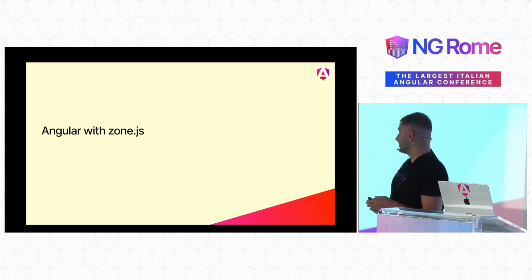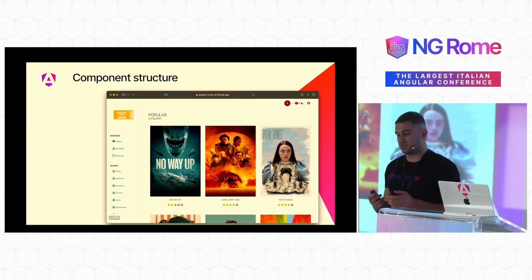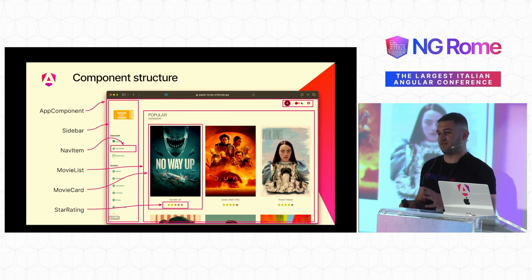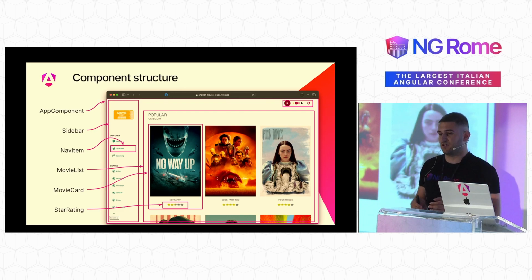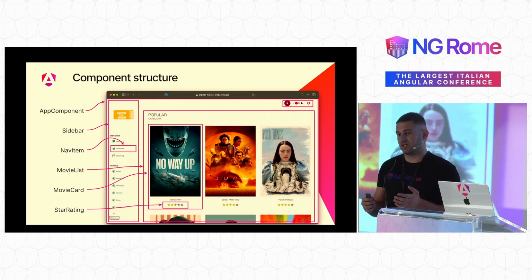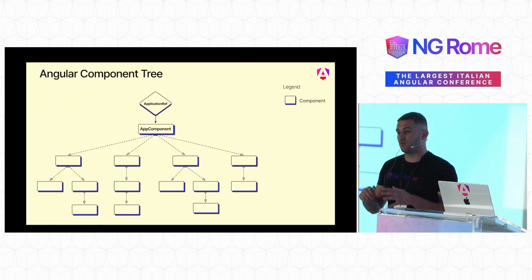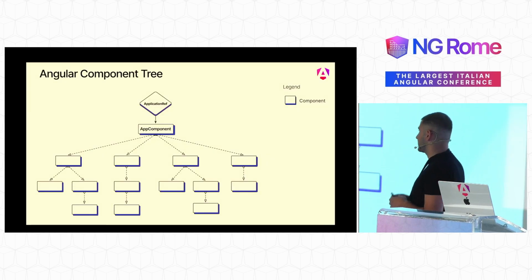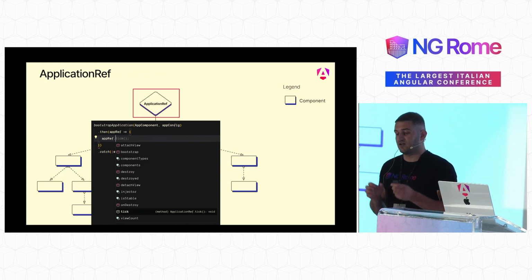But before I go a little bit on it, let's say this is an application, and the component structure looks something like this. So we have app component, sidebar, nav item, movie list. This is how it looks, but we can also showcase it as a tree. So here we have a component tree, which has the application ref. And the application ref is nothing else than the class that gets returned when we bootstrap an application in Angular.